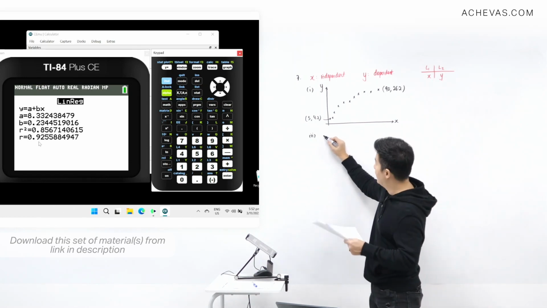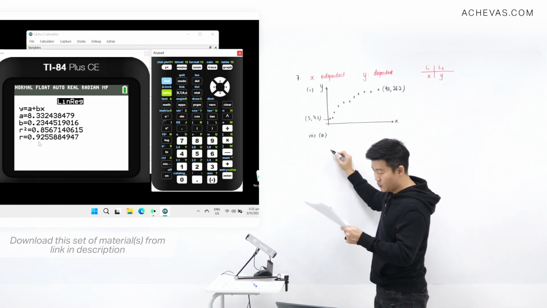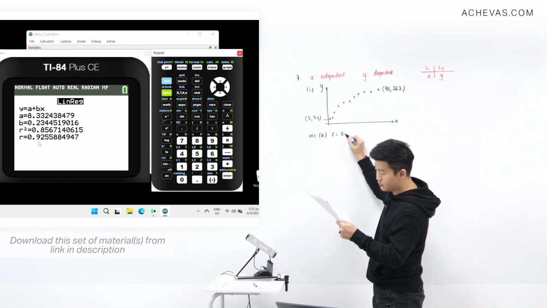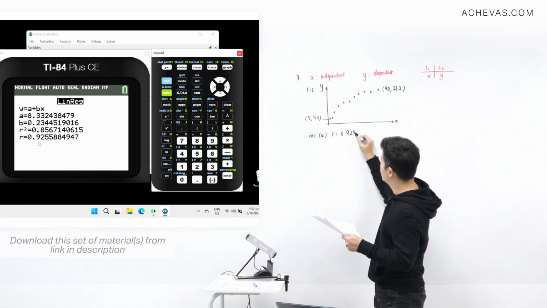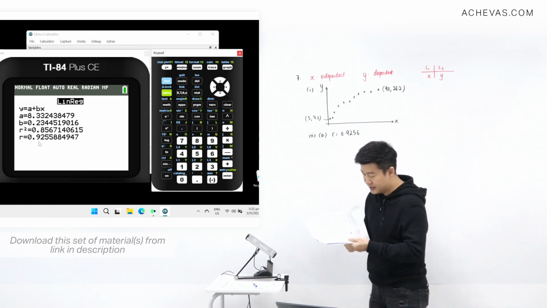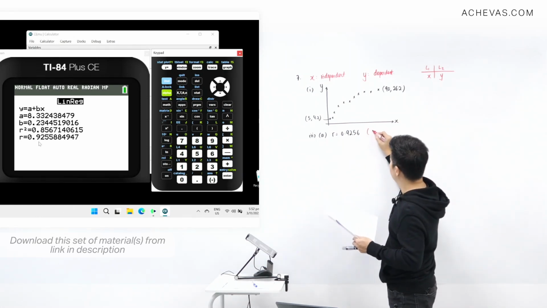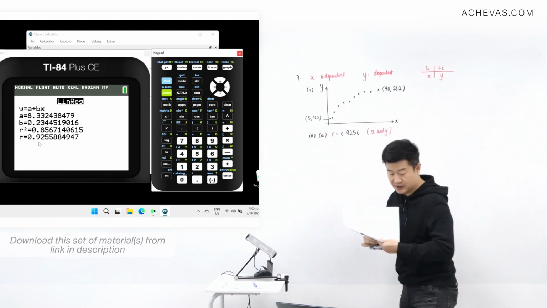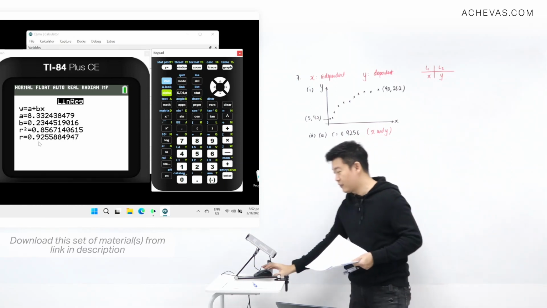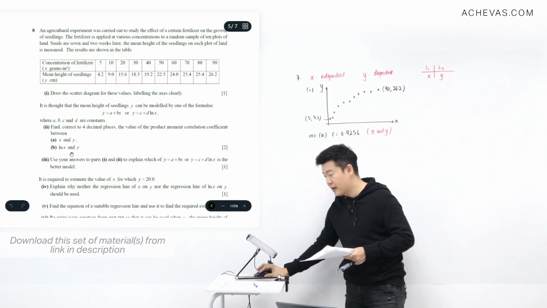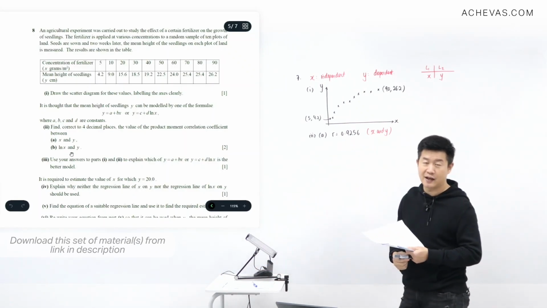So for part A, we have R equal to 0.9256, and let me just indicate here, this is for x and y. This is requested by the question. So we have this, and we're going to look at another one, which is ln x and y.